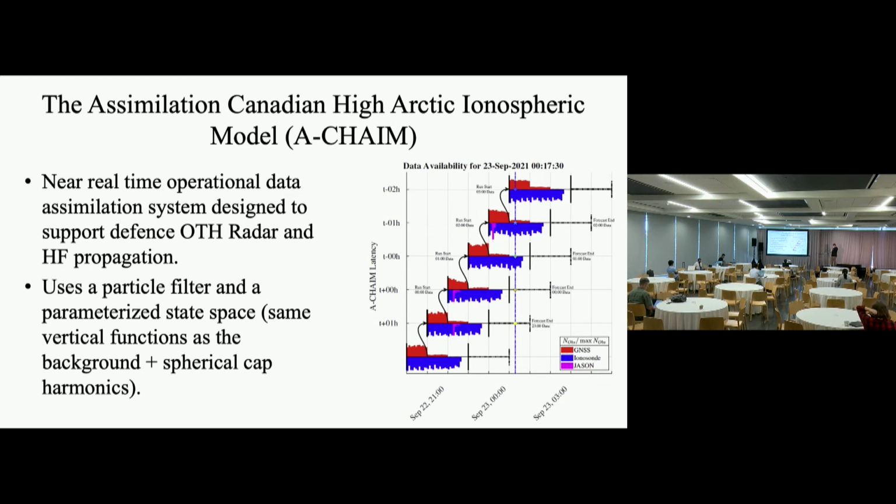What this means is that we have 5 different realizations of the state for every run. For any given point in time, we have a 2 to 3 hour hindcast, a 1 to 2 hour hindcast, a 0 to 1 hour hindcast or reanalysis, and then a 0 to 1 hour forecast, and then a 1 to 2 hour forecast.